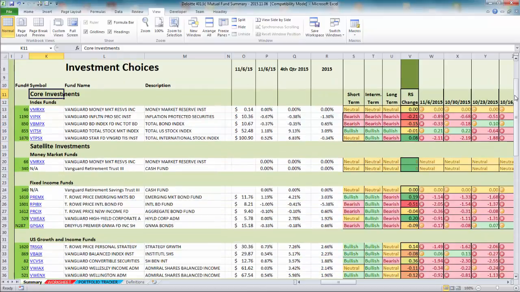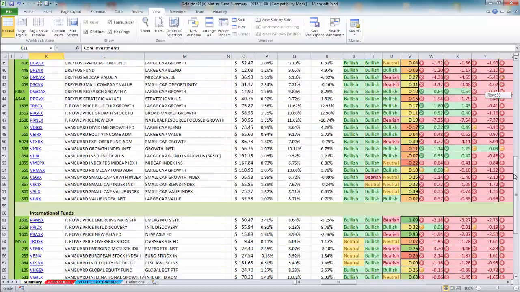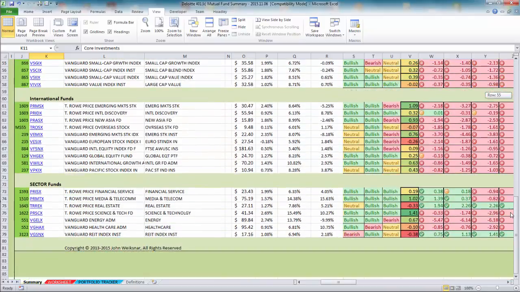As you move down the worksheet, we'll go into the satellite investments, starting with the money market funds, fixed income funds, U.S. growth and income funds, our U.S. equity funds, international funds, and at the bottom of the list are the sector funds.